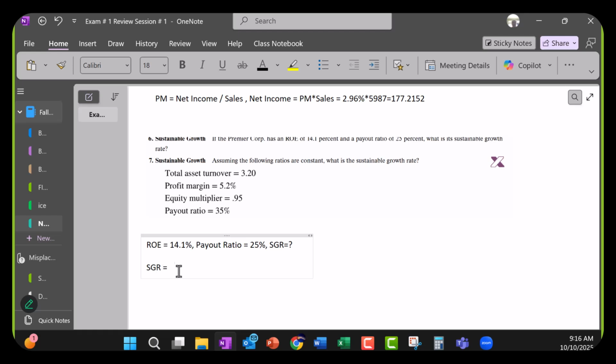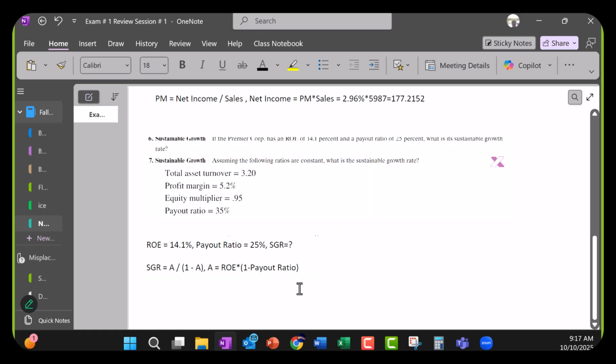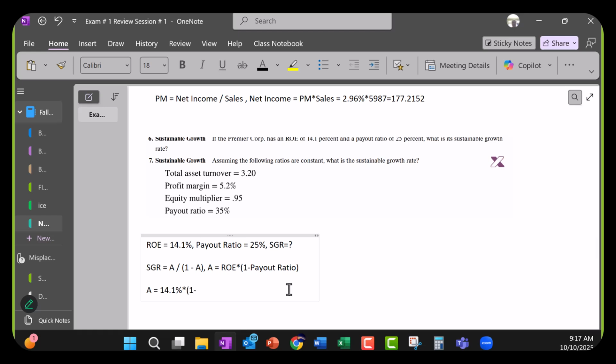SGR is A over 1 minus A, where we defined A as ROE times 1 minus payout ratio. Hence, our A is going to be 14.1% times 1 minus 25%. So that's 10.57%.